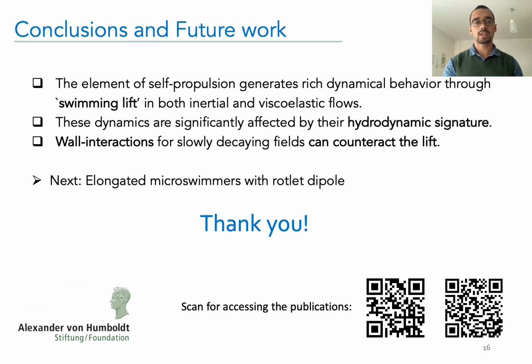So in conclusion, I would like to say that the element of self-propulsion generates rich dynamics because there is a swimming lift in both these nonlinearities that we have explored. And we also find that the wall interactions can counteract the lift if they become larger. Next, we want to find the effect of elongated microswimmers and also go further into the rotlet dipole, so not just relying on the far field description of the flow field by the swimmer.